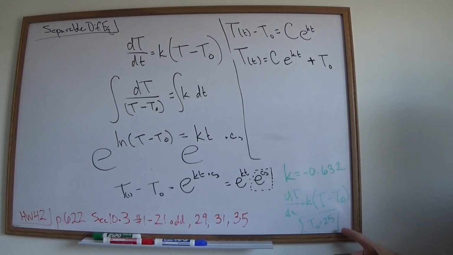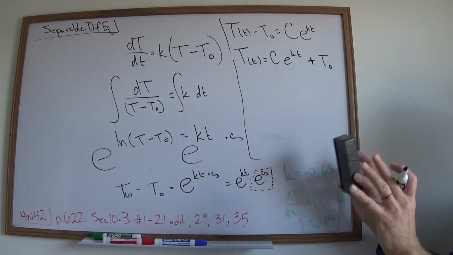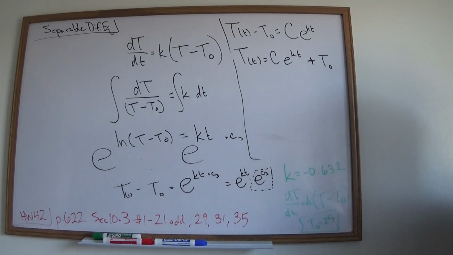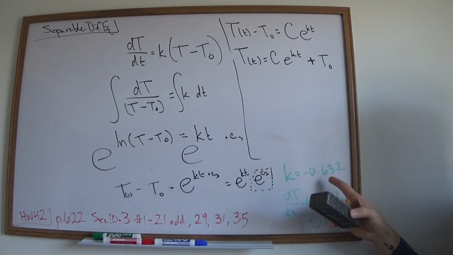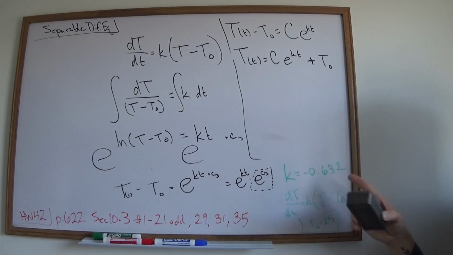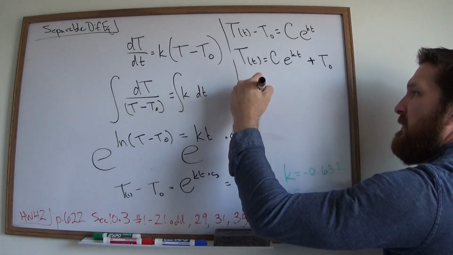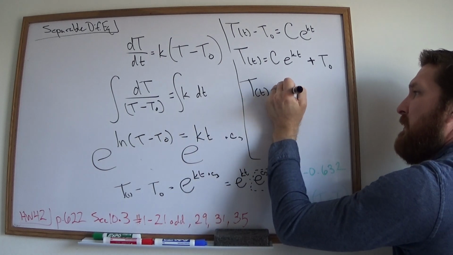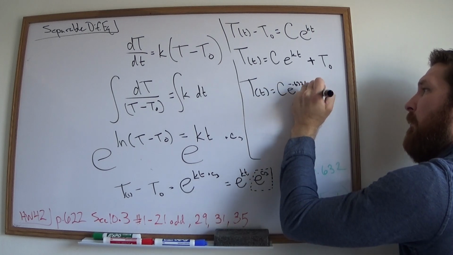I only introduced these variables to make my life easier, right? If we didn't think, oh, I want a general solution for any k and any T0, we would have just left that as 25, and we would have left k as negative 0.632. So let's get these guys back in. We have T of t is equal to some constant, I don't know what it is, times e to the negative 0.632t plus 25.